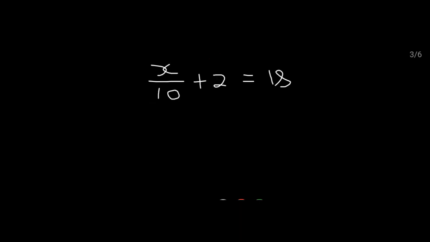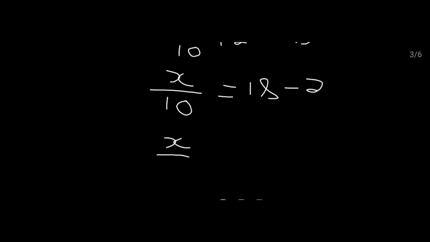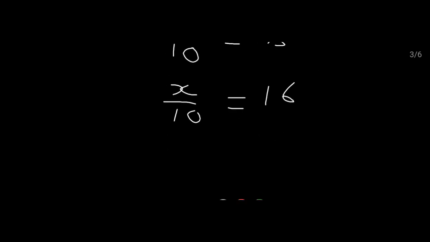Next, x over 10 plus 2 equal to 18. You see a fraction, you think about cross multiplying. But the issue is that the 2 is in the way. This means the 2 must be removed by transposing it. You have x over 10 equal to 18 minus 2. What is 18 minus 2? That's 16.